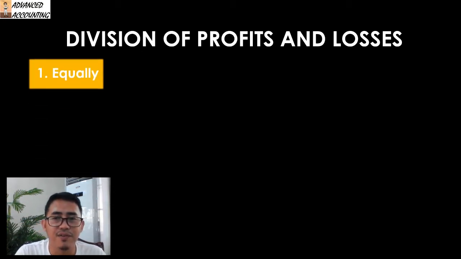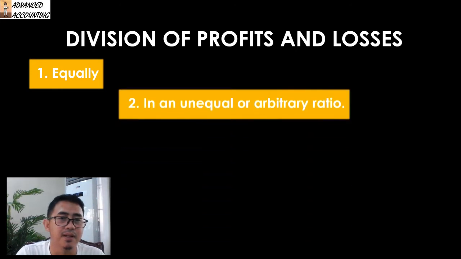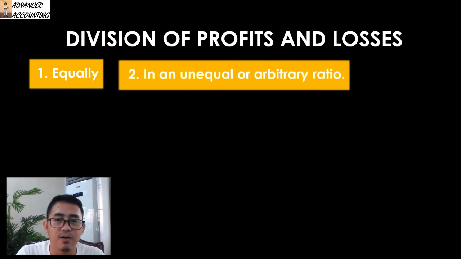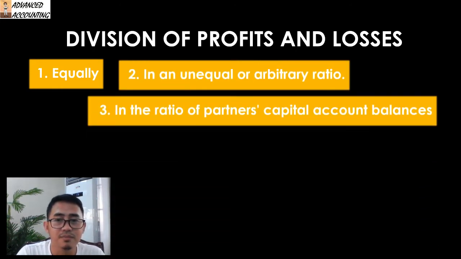So the division of profits and losses could be done equally. So this is the simplest method, depending on how many the partners are. No, it could be two or three. If there are two partners, you just divide it by two. If there are three partners, you just divide it by three. There are four partners, you just divide it by four. No, it's so simple.